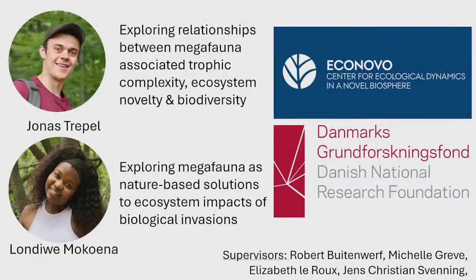And so we've already gotten started. We have 2 PhD students, Jonas Triepel and Londiwe Mkuna. Jonas has a project where he is trying to find areas that vary along this gradient of trophic complexity and trophic intactness, and then he'd be measuring the novelty in terms of plant species and the biodiversity that is maintained within that system. So he's at the point where he's trying to find areas that represent these gradients well, the gradients in novelty and the gradients in trophic complexity of large mammals.